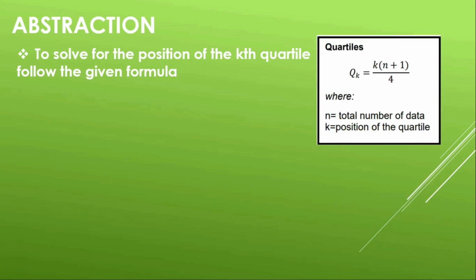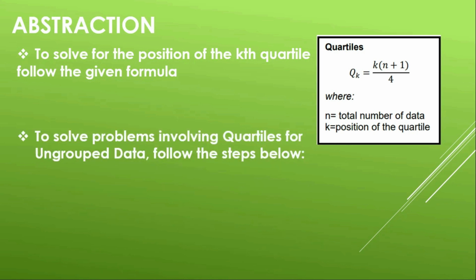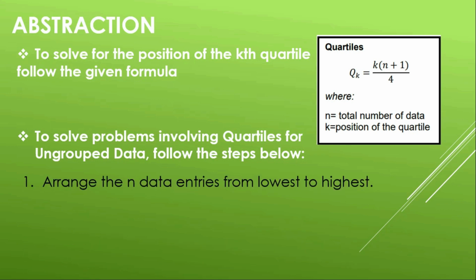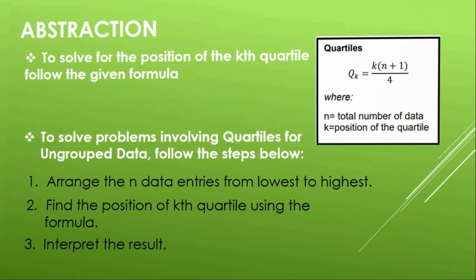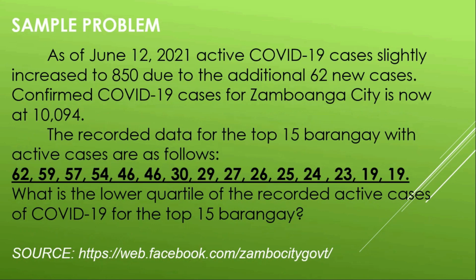So, to solve for the position of the kth quartile, follow the given formula. We have here Q sub k equals k times the quantity of n plus 1 all over 4, where n equals the total number of data and k is the position of the quartile. To solve problems involving quartiles for ungrouped data, follow the steps below. First, arrange the n data entries from lowest to highest. Second, find the position of the kth quartile using the formula. Third, interpret the result.